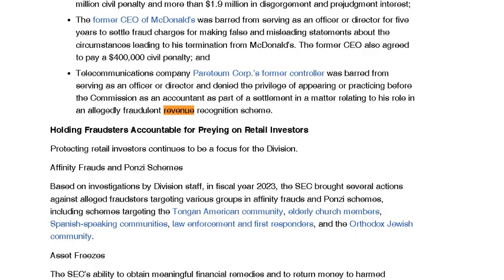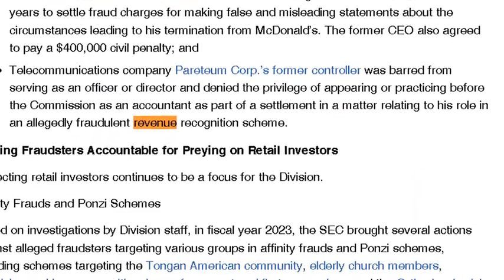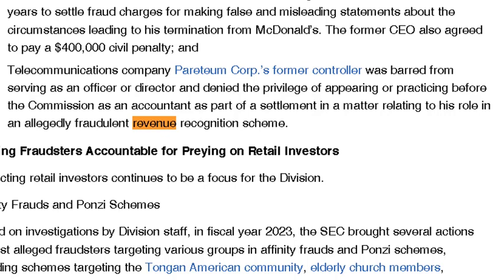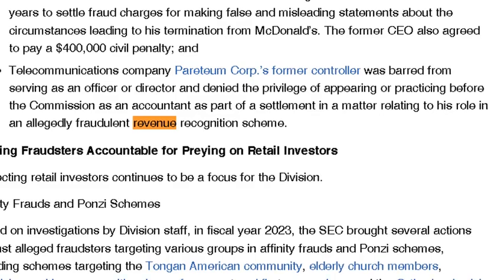The SEC is really big on this revenue stuff in their most recent report from 2023, bragging about all the investigations they did. You can see this one on the screen, something called Paratium. They looked at the controller, and what is that last phrase? His role in allegedly fraudulent revenue recognition scheme. Right? Recognition in accounting means we put it on the income statement. So they accuse this person of reporting fake revenues.